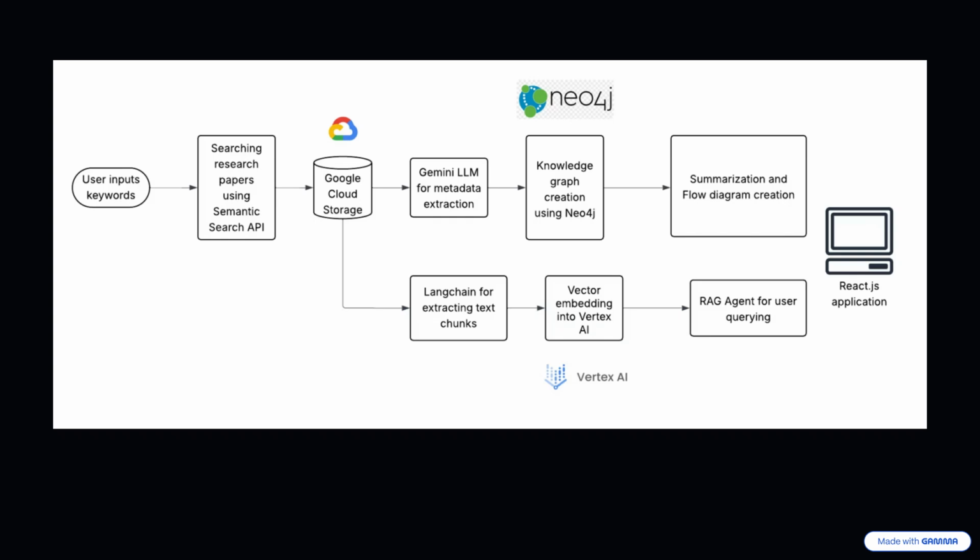Then the Gemini 2.5 Pro LLM is used to extract metadata from the research papers, and this is used to construct a knowledge graph using Neo4j. LangChain is also used for extracting text chunks from the documents stored in the Google Cloud bucket. Embeddings are created in Vertex AI Search for the vector database, and a RAG agent is used to query this database for the user to ask questions or summarize the research papers. Finally, a flow diagram visual is generated, which is displayed on the application front end.